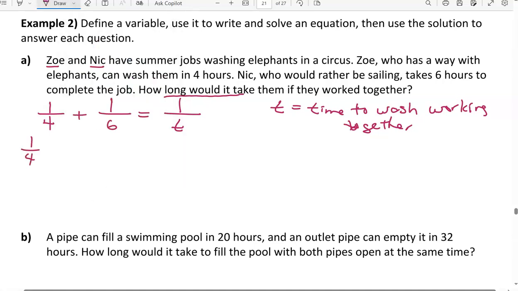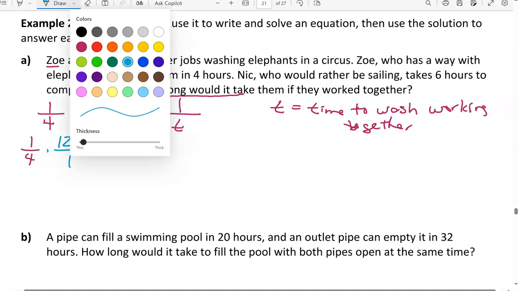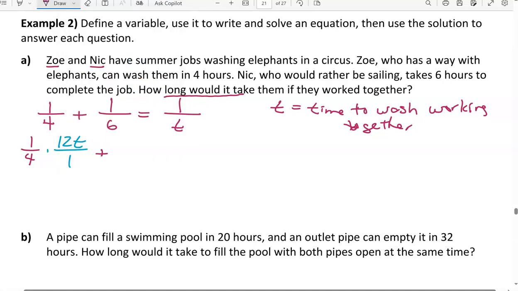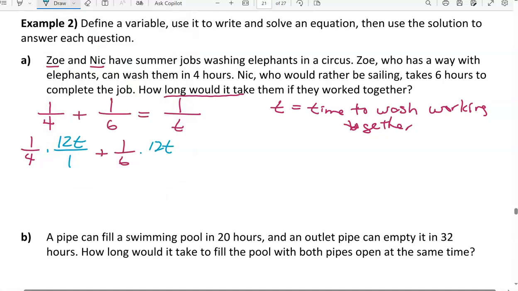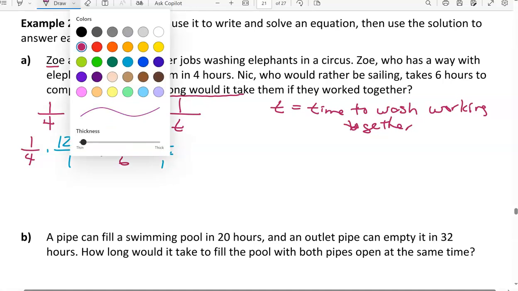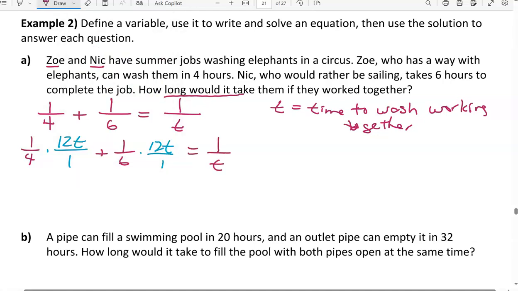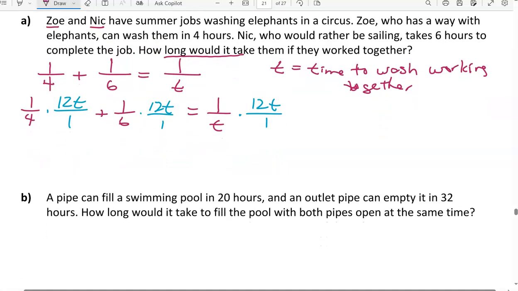So 1/4 times 12t over 1, plus 1/6 times the least common denominator of 12t over 1 equals 1 over t times that least common denominator of 12t over 1. Now let's do a little bit of simplification for each of the multiplications. 1/4 times 12t is 3t, 1/6 times 12t is 2t, and 1 over t times 12t is just 12. So we get 5 times t is equal to 12.